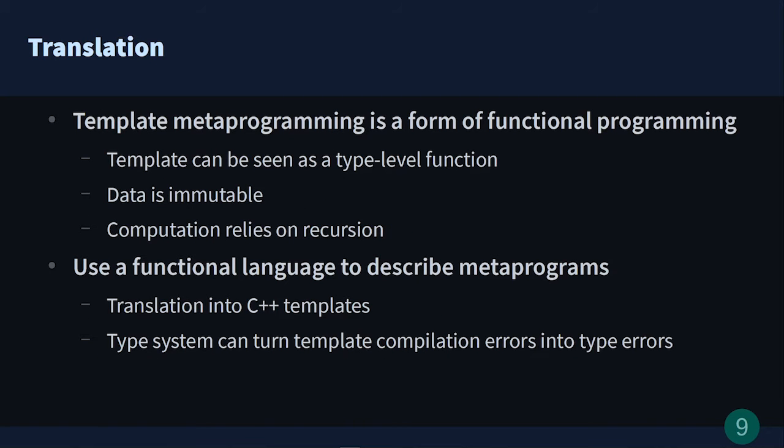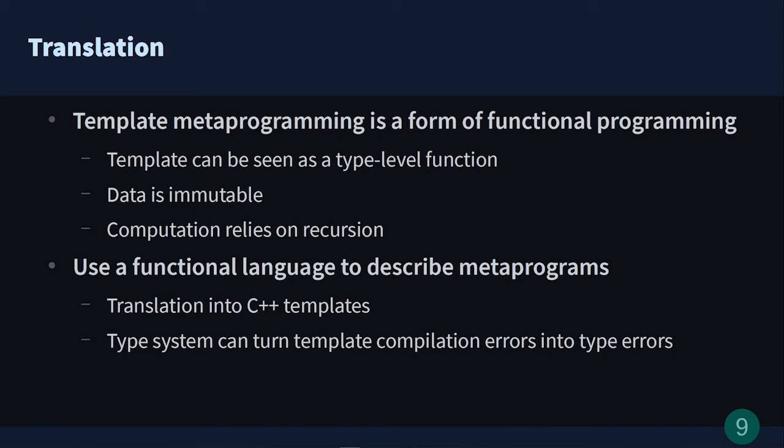So, what's a good choice for a language to describe these metaprograms? From the previous examples, it would seem that template metaprogramming is some sort of functional programming. And indeed, you can think of templates as type-level functions. Thus, the inputs are the template parameters, and the output is the defined member, which in this case was called type.